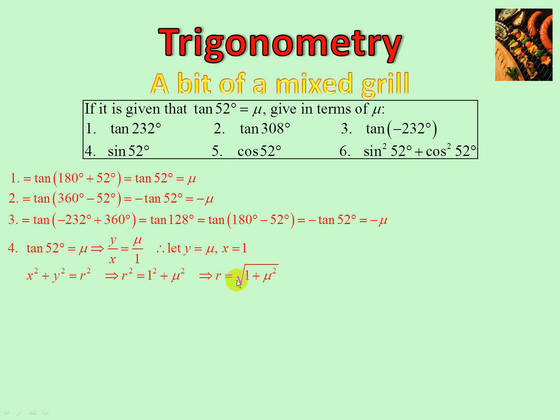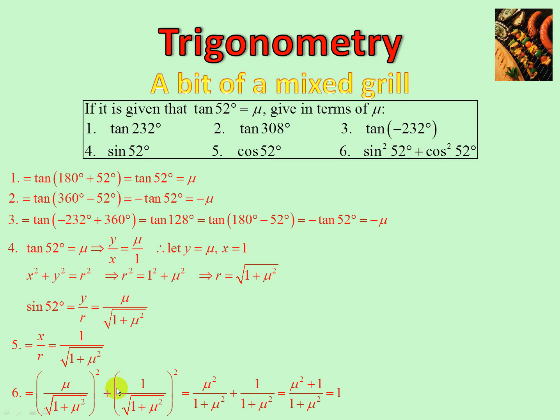Notice no plus or minus. Why? Well, because r is always positive. Now we can find cos of 52 and sine of 52. Sine of 52, y over r. Well, we know the y, and we know the r, there it is. Cos of 52, well, we know the x, we know the r, so we put x over r. And once again, sine squared plus cos squared: square that, we get mu squared over 1 plus mu squared, plus 1 over 1 plus mu squared. Common denominator, we end up with 1.